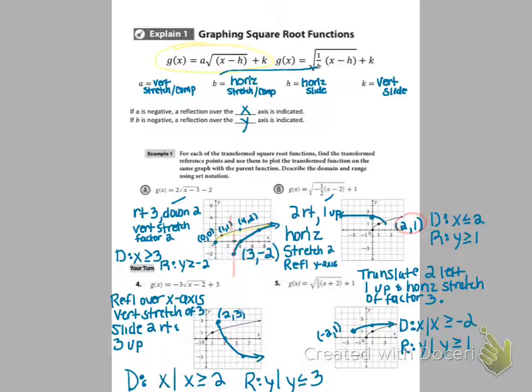Notice on number 4, this time the range, the y values are always less than or equal to that y coordinate of that key point, and that's because the graph is facing down because of the reflection over the x-axis. Let's go ahead and turn the page.